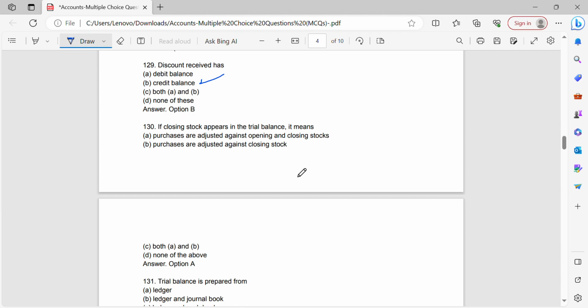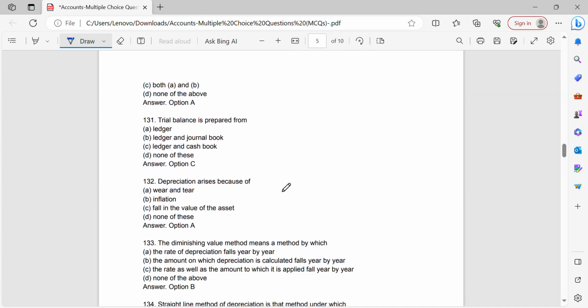Next question. If closing stock appears in the trial balance, it means option A purchases are adjusted against opening and closing stock, option B purchases are adjusted against closing stock, option C both A and B, option D none of the above. The answer to the question is option A, purchases are adjusted against opening and closing stocks. Trial balance is prepared from ledger and journal book, ledger and cash book, none of these. Answer to the question is option C, ledger and cash book.